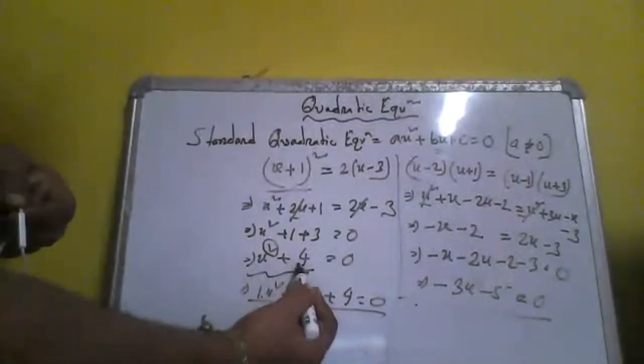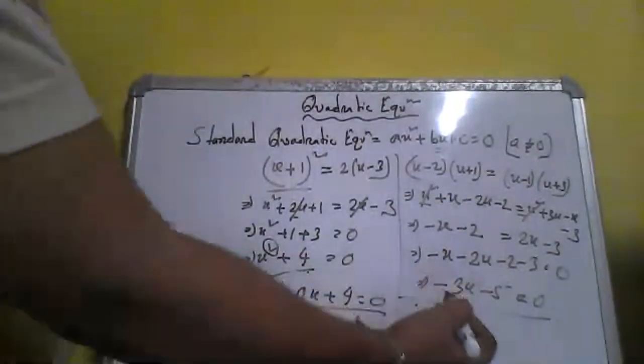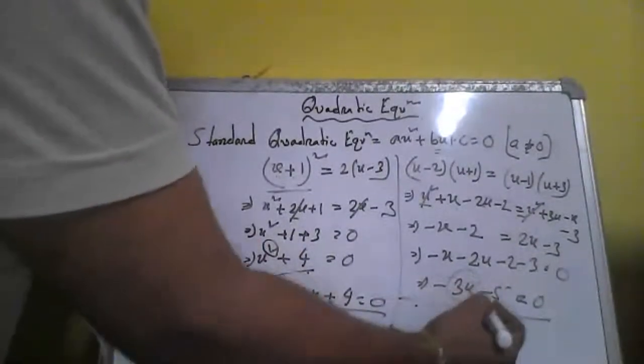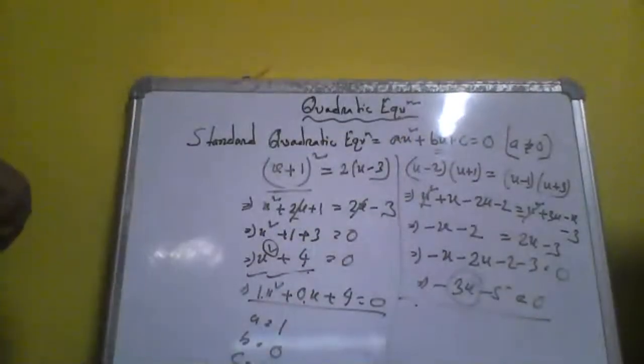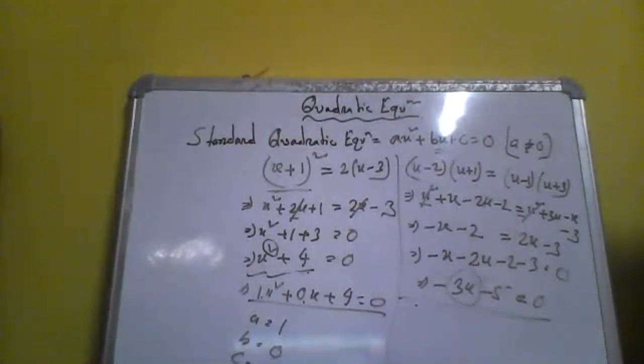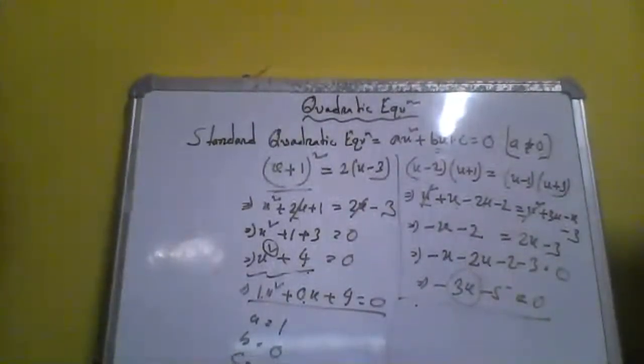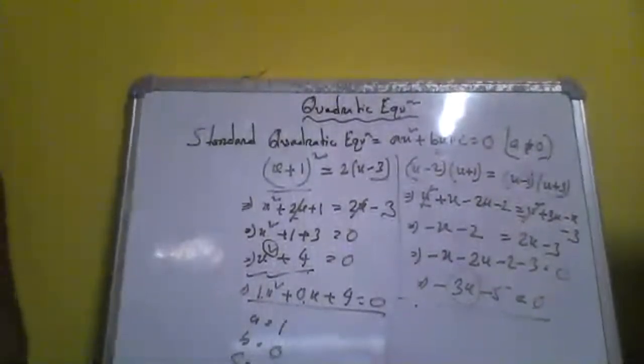Then x square plus 4, this equation is a quadratic equation, but minus thrice x minus 5 is not a quadratic equation because here the degree is 1. Understood? That means an equation in the form of ax square plus bx plus c equal to 0 is called a quadratic equation. Here c is the constant term. Understood?